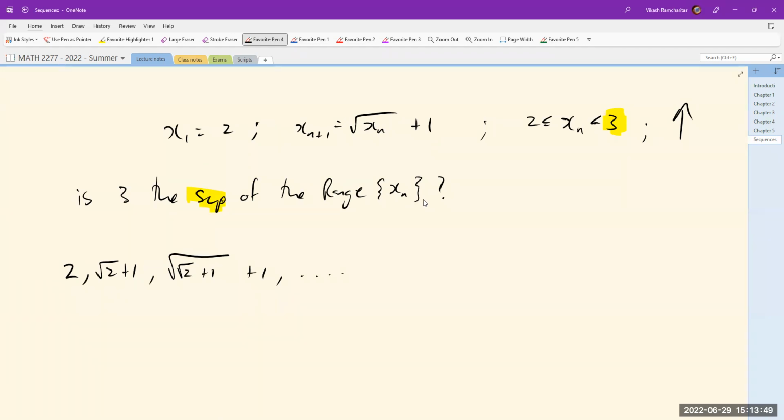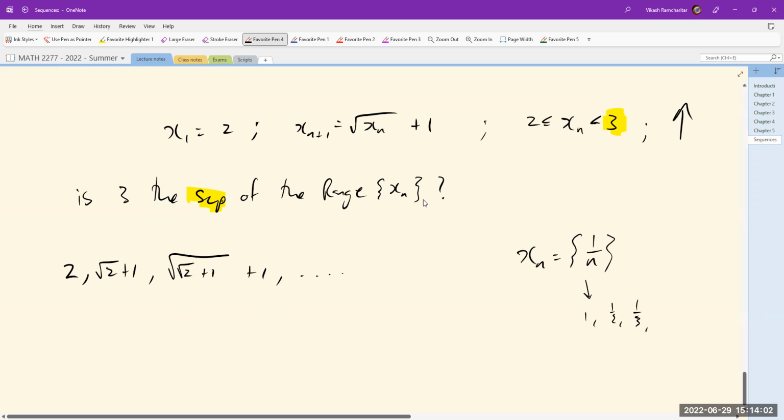In other words, it's not very clear what the range of the sequence is. If I give you a sequence x_n equal to 1 over n, then it's clear what the range of this sequence is. It's 1, a half, a third, a quarter, and so on. But for this sequence, we don't really know what the range is, so we don't have a good way of describing it.